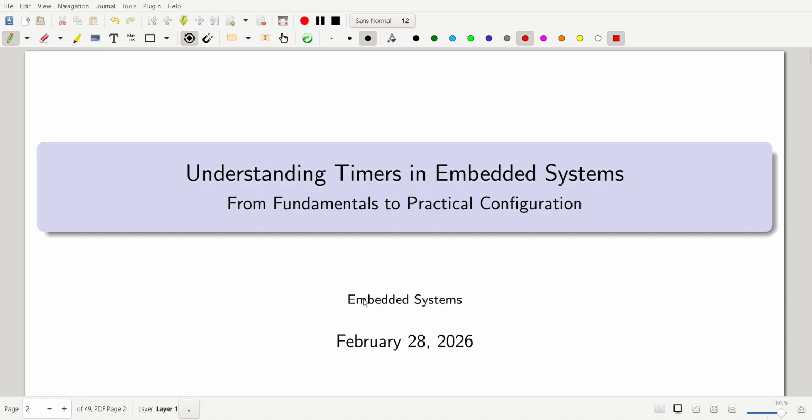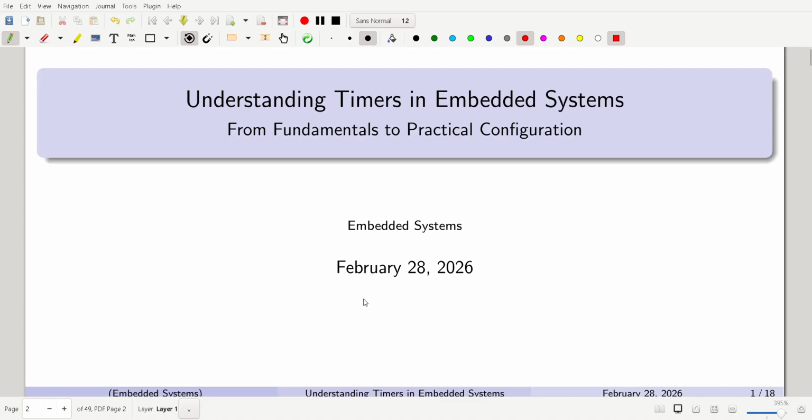Hi all, welcome back. So today we are going to discuss the various types of timers required in embedded systems. Here we will dive into the different types of timers used in embedded systems. All right.